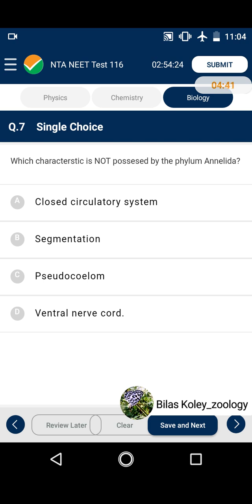Now question number 7. Which characteristic is not possessed by the phylum Annelida? And the options are closed circulatory system, segmentation, pseudocoelom, ventral nerve cord. In this question, the right option will be option C.